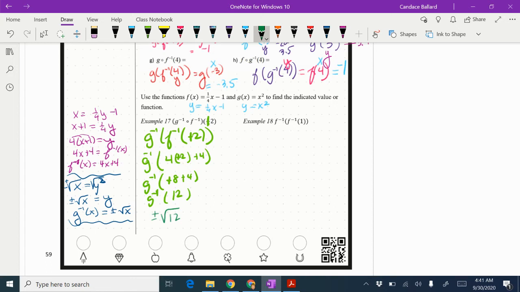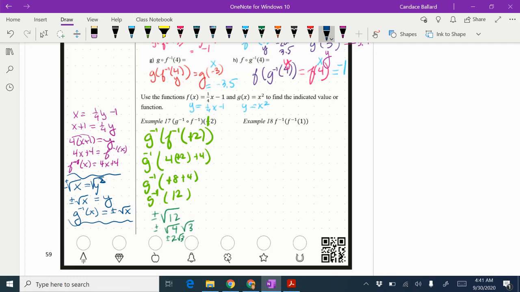At this point, if you don't remember how to simplify it, that's okay. Really quickly, I take the biggest square number that goes into 12, which is 4, and I know it goes in there 3 times. Then I take the square root of 4, which is 2, so we get 2 square root of 3.